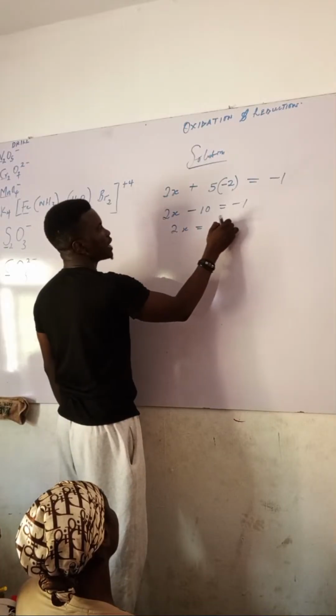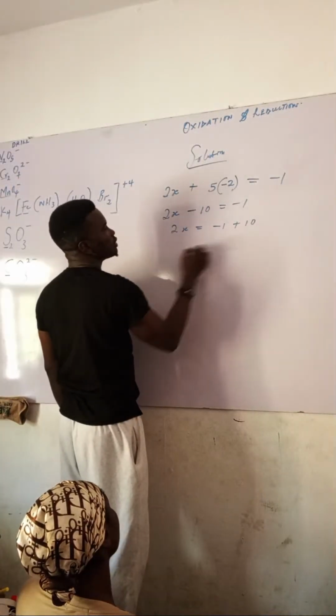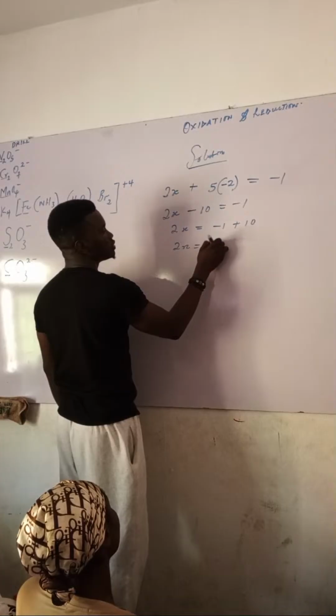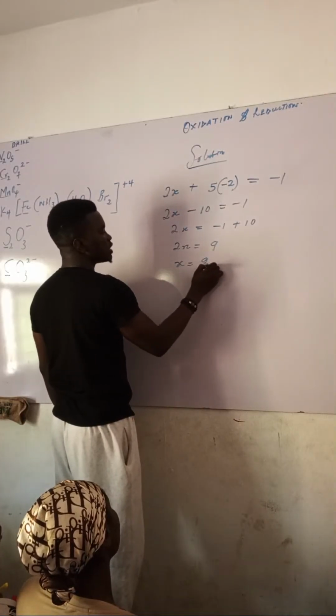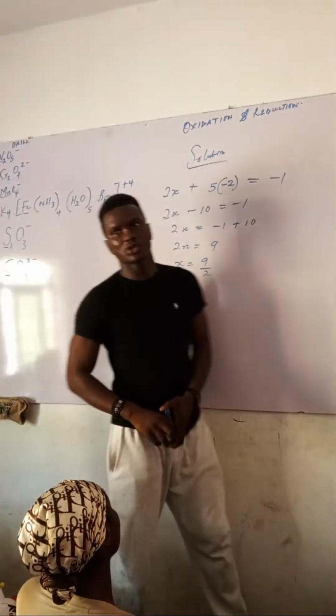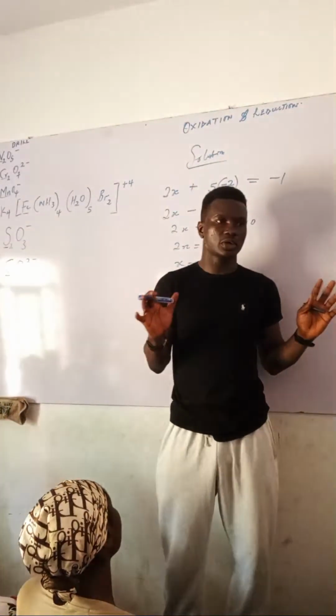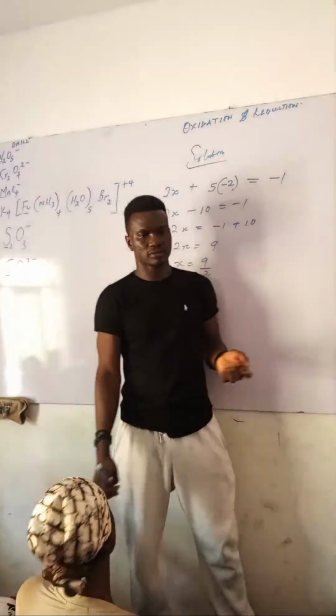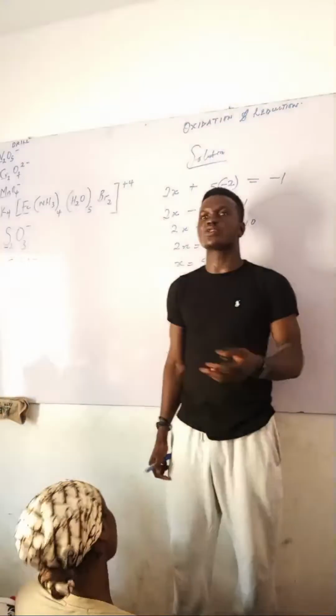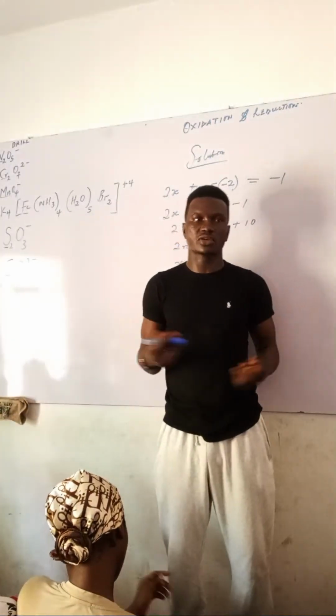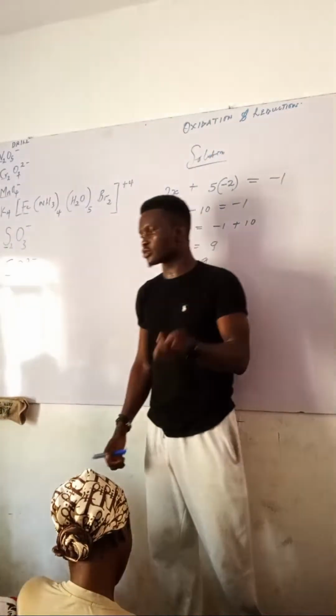Is that taking? So we can now say 2x minus 10 is equal to minus 1. 2x is equal to minus 1 plus 10, and 2x is equal to 9. X is equal to 9 over 2. Normally, you are not supposed to have this. I just gave you that for you to just follow. You are not supposed to have a fraction. But when you get to a later level, there are fractions. But for now, you are not supposed to.